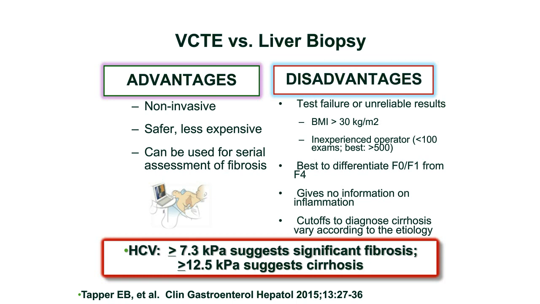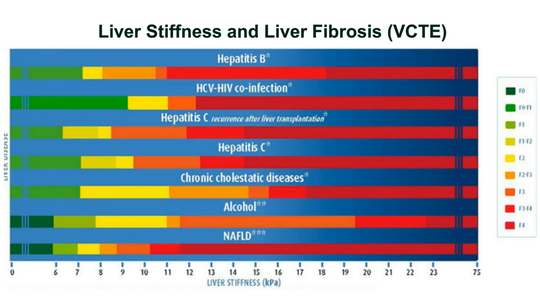And again, the cutoffs to diagnose cirrhosis vary according to the etiology of liver disease. But in general, we can say that if you have an elastography score with hepatitis C of greater than 7.3 kilopascals, it suggests significant fibrosis. And in general, greater than 12.5 kilopascals suggests cirrhosis. And again, here are the liver stiffness and liver fibrosis scores as stratified by diseases. And again, hepatitis C is in the center here, but you can see here that for hepatitis B, for hepatitis C, the levels are slightly different. Non-alcoholic fatty liver disease also has its own sets of cutoffs to identify those with advanced fibrosis, as do those individuals with chronic cholestatic disorders.